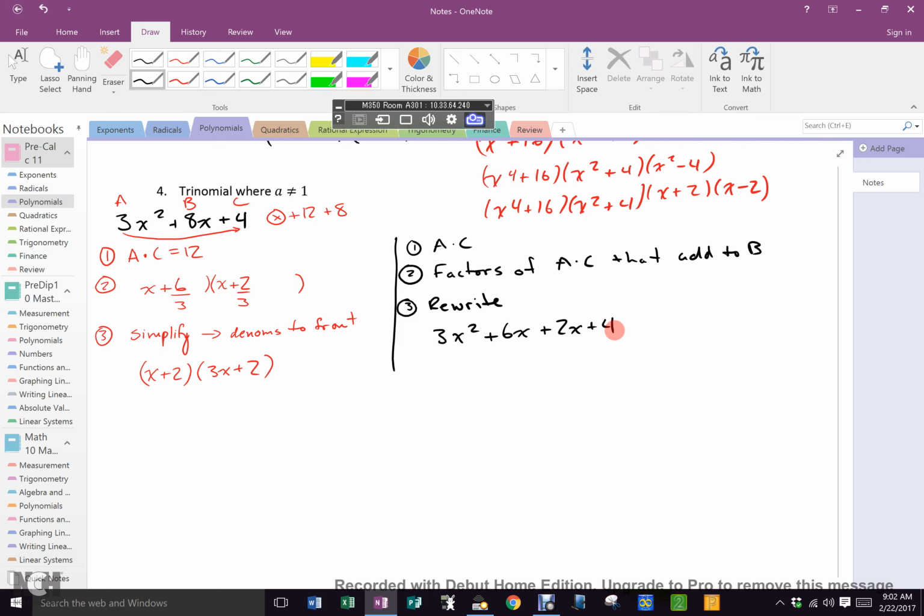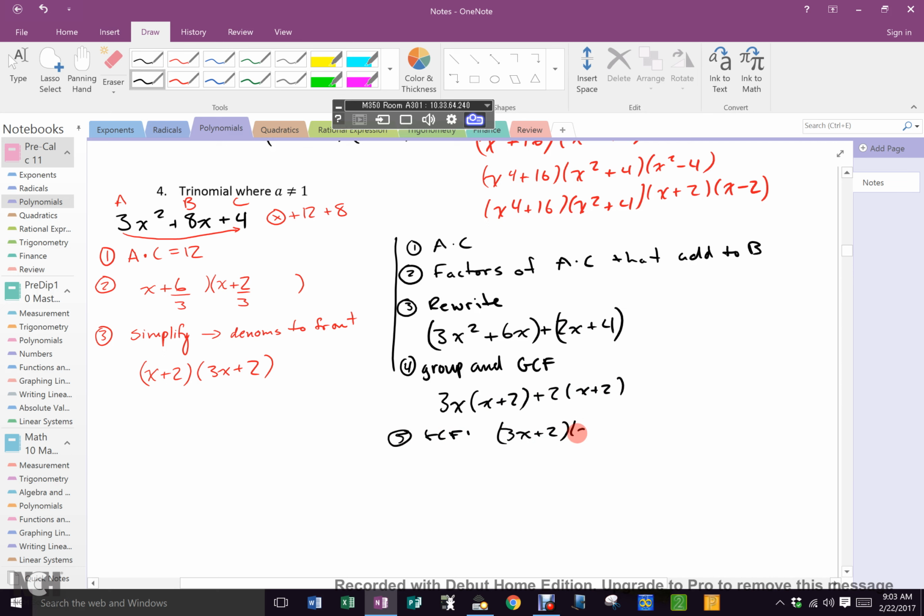Then you do this. Group and GCF. Group that, group that. What is the GCF here? 3x. And that left in there, x plus 2, correct? What is the GCF here? 2. And that left in there, x plus 2. Then we factor that. We GCF again. And we get 3x plus 2 times x plus 2.